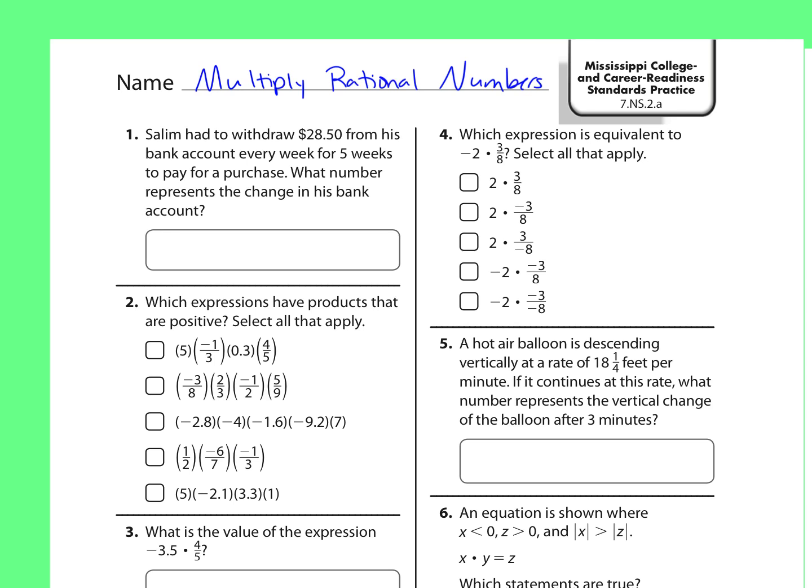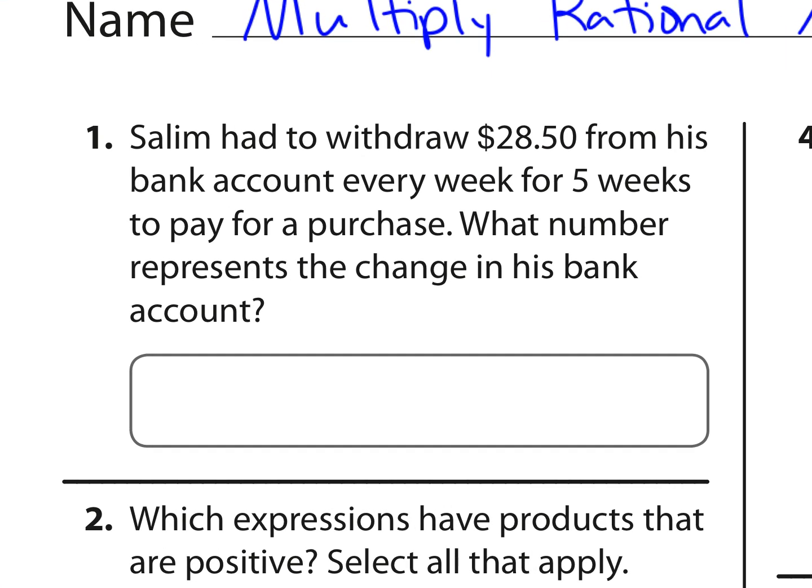Standard NS2A is multiply rational numbers, and all of standard NS2 is about multiplying and dividing with rational numbers. We're going to start with problem number 1. Salim had to withdraw $28.50 from his bank account every 5 weeks to pay for a purchase. What number represents the change in his bank account?